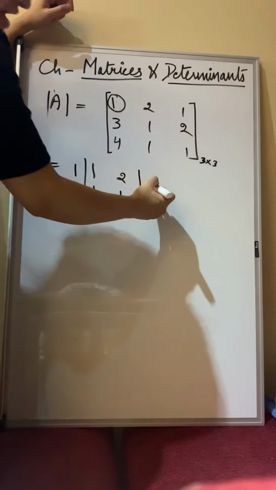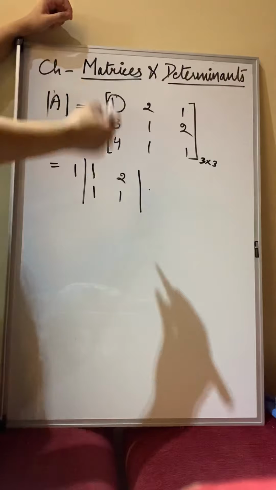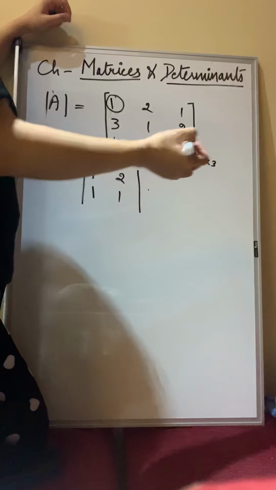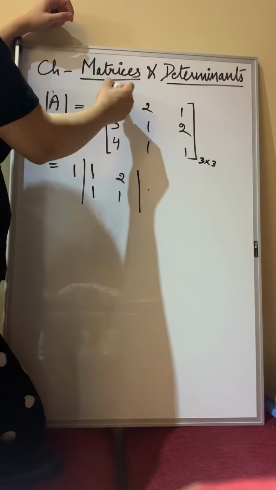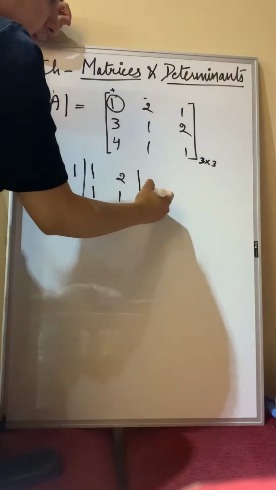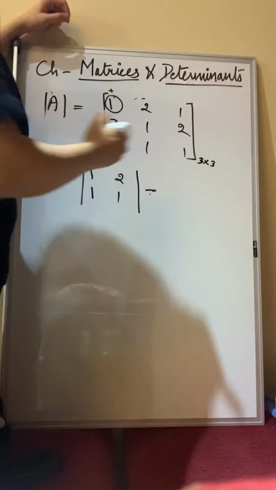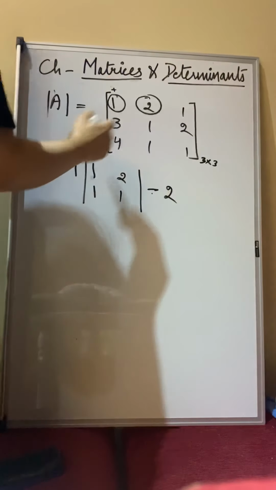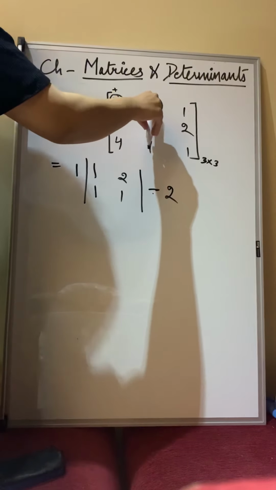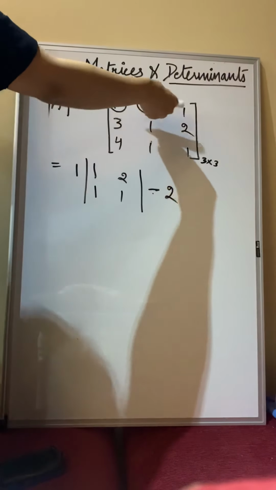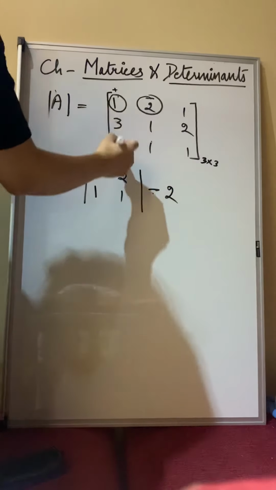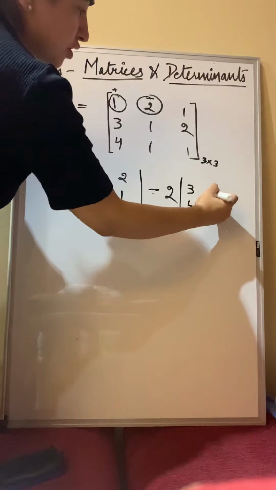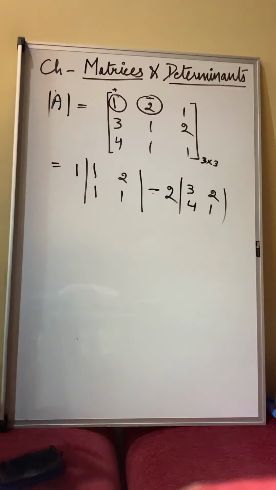For the next element, I am putting it here. In the next slide, I will explain why I am taking signs like this. These are known as cofactors. I am taking this as positive, and the second I am taking as negative outside. So 2 I am taking outside. If I am taking 2, I have to leave this column and this row. So the elements which are left are 3, 4, 2, 1. I hope this is clear.